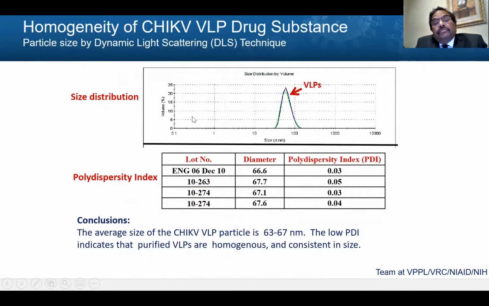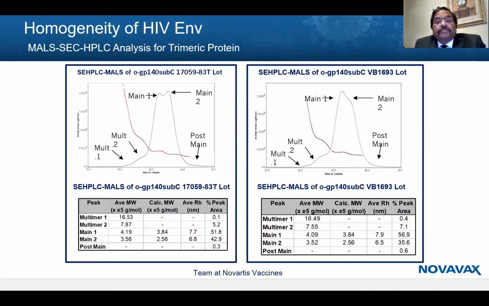Next, we want to show you the DLS analysis that we have done. DLS is dynamic light scattering. It is used to determine the particle size. And here we have overlaid 4 batches of the VLPs. You can see that there is a perfect overlay. The sizes are between 66 to 68 nanometers. So it is very small variability, and the polydispersity index is extremely low, suggesting high quality DLS data.